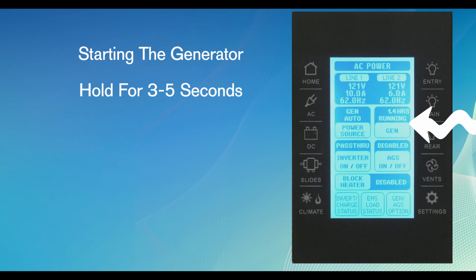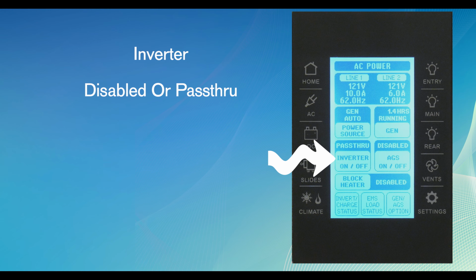To start the generator, hold the Gen virtual button for 3 to 5 seconds until the generator fires up and continues to run. The inverter function is also listed on this menu. The options for the inverter are disabled or pass-through. If the generator or shore power is available, the inverter will be disabled. If the pass-through function is selected, the inverter will provide 110-volt electricity when generator or shore power is removed.